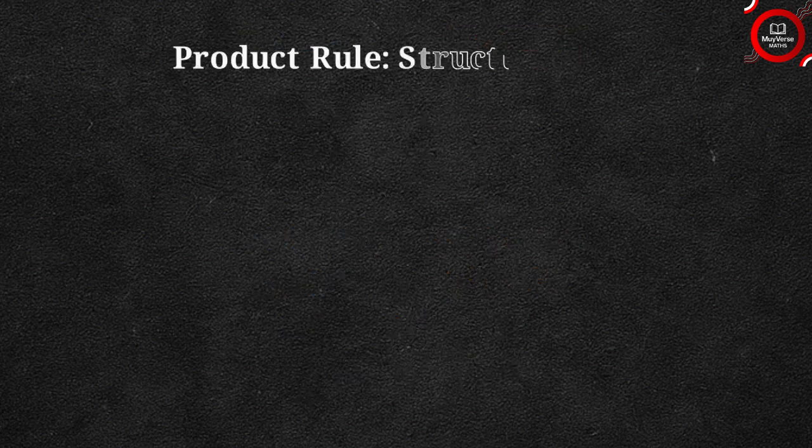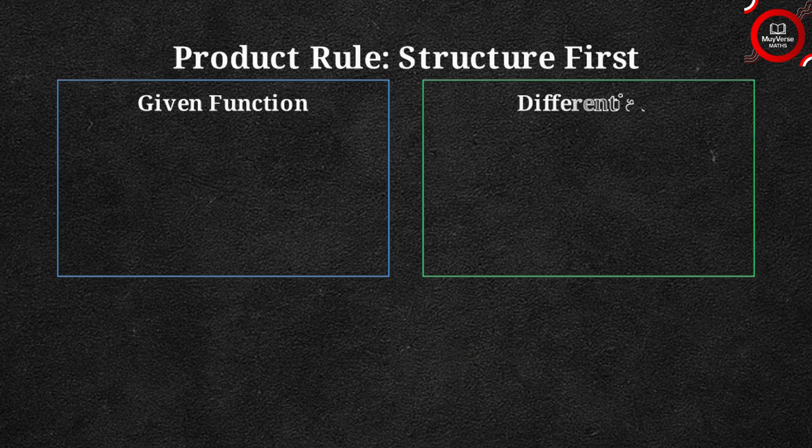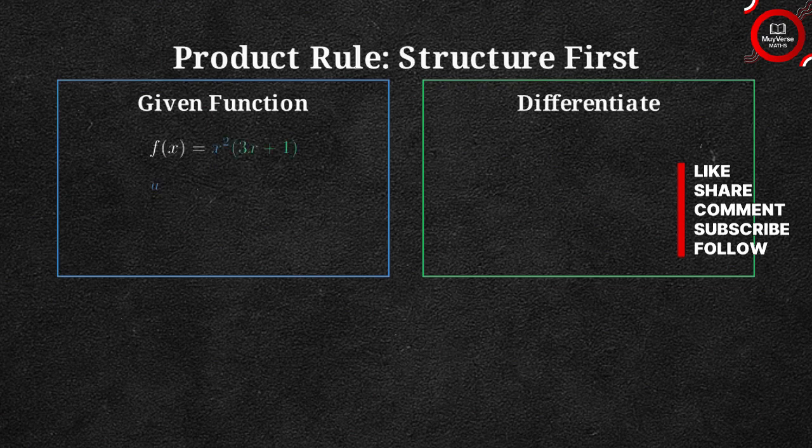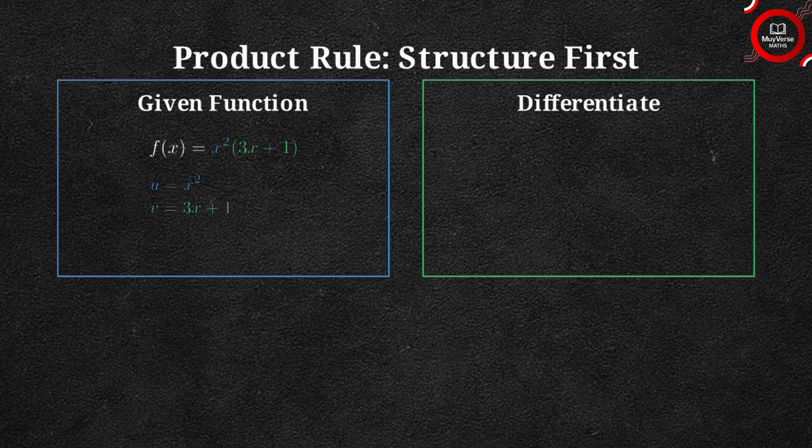Next, using the product rule. We'll use a clean two-section layout to keep the structure clear. First, display the function. Then split it into u equals x squared and v equals 3x plus 1. Now, apply the product rule. The structure is f prime equals u prime v plus uv prime. Then compute the derivatives. u prime equals 2x and v prime equals 3.